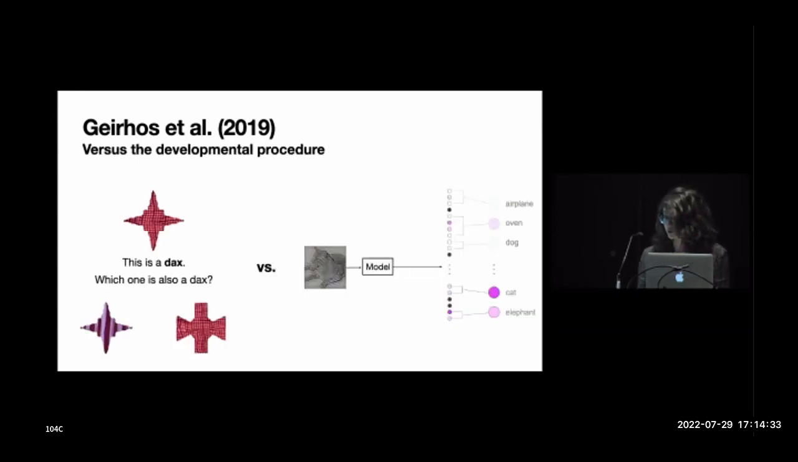However, there's a number of important differences between the procedure used by Geirhos et al. to measure shape bias in DNNs and the procedure used by developmental psychologists to measure shape bias in humans, which makes it kind of difficult to compare these new machine learning findings to the traditional findings.